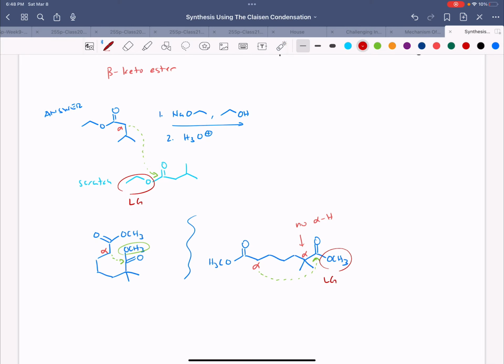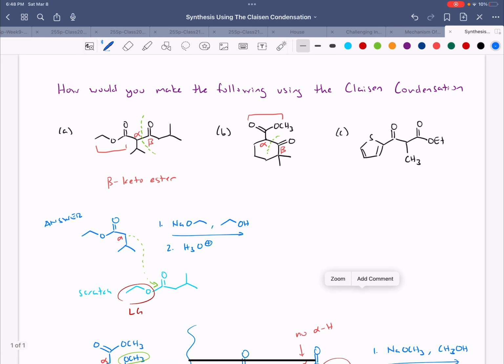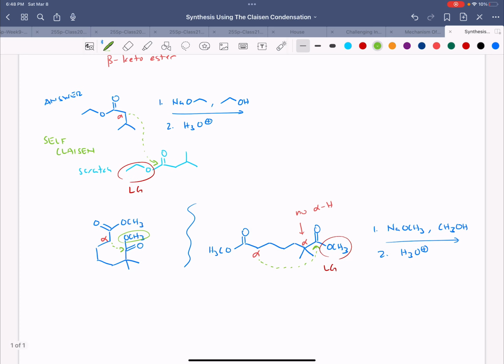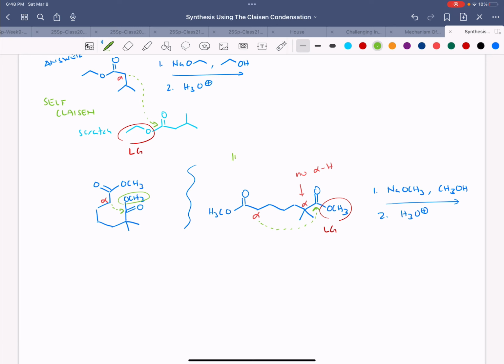And so the base we want to use has to match. Let's use NaOCH3. The solvent has to match. So when that base grabs a proton, it will look like the alcohol methanol. Well, it is the alcohol methanol. And then 2, we need acid, H3O+. That is the answer for part B. Okay, and do you see what I'm doing here? One of them is a self-Claisen. So I say Claisen, technically it's Claisen condensation. The second one is an intramolecular Claisen.